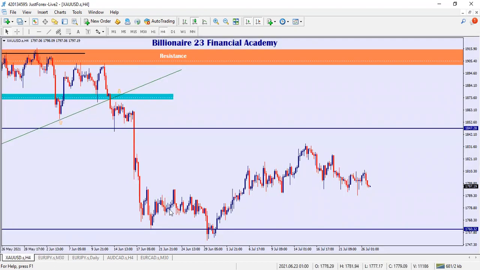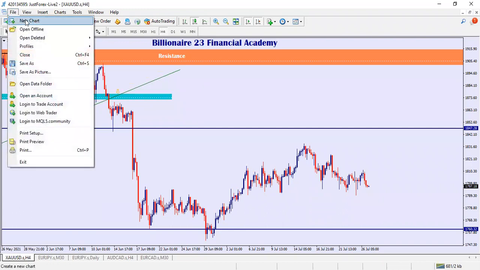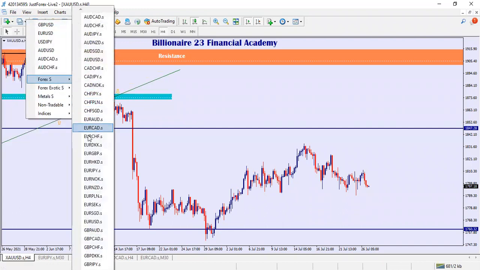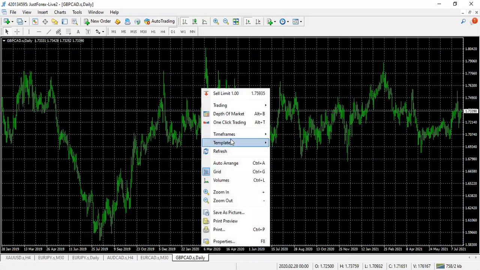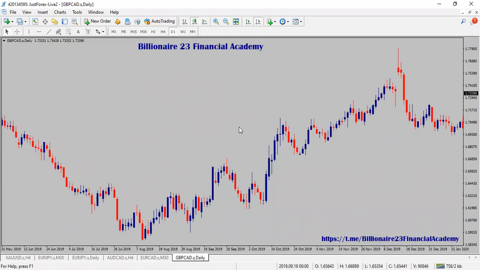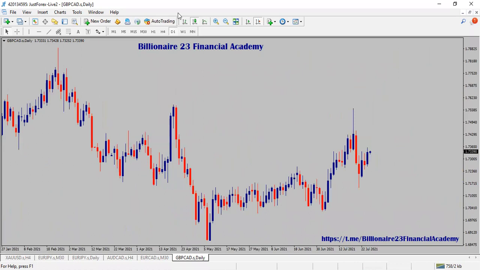Let's see if we have, okay, let me not use this chart, it's for something else. What chart should I pick? Okay, let's try the pound CAD. All right, pound CAD.